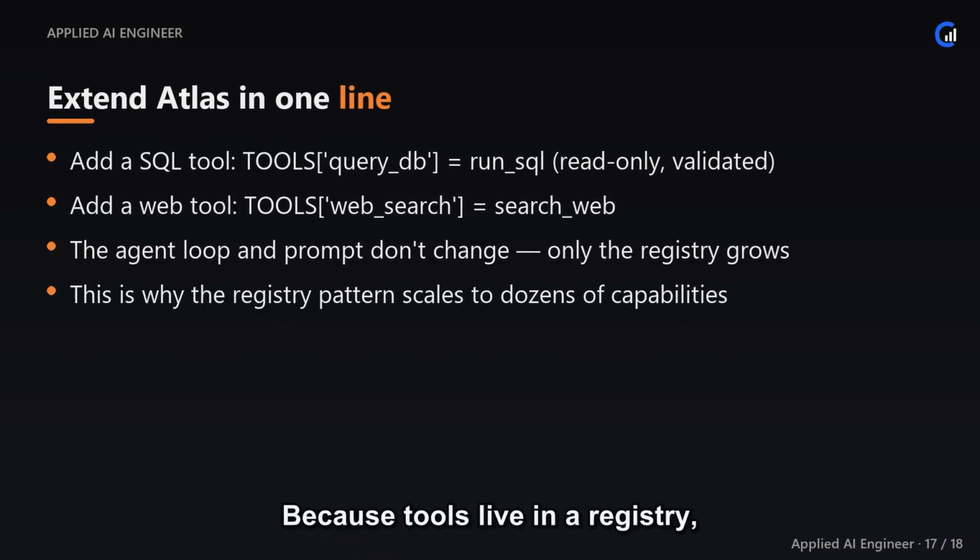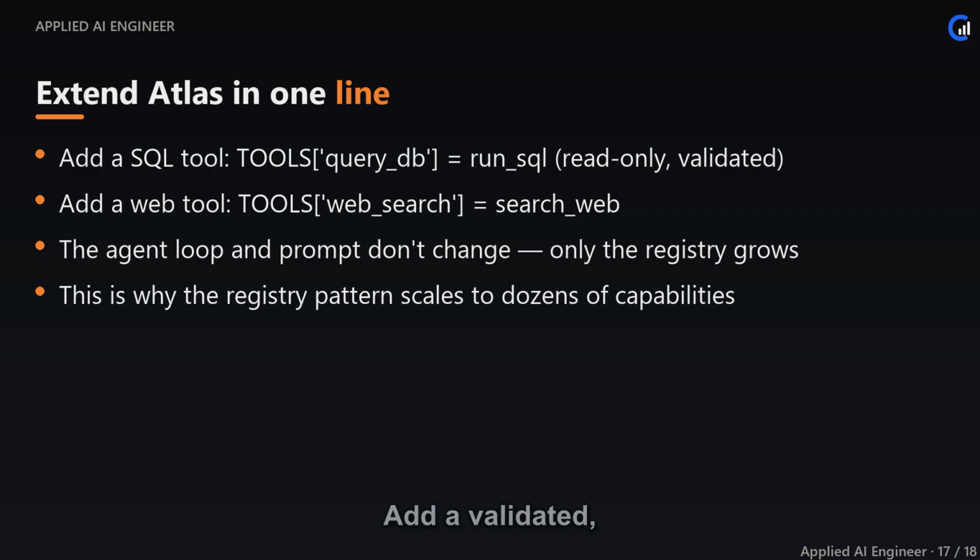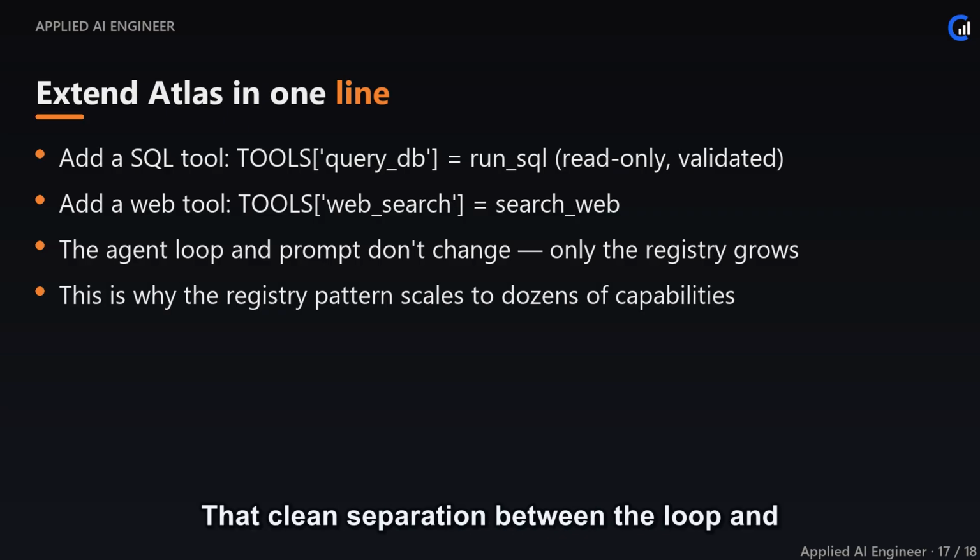Because tools live in a registry, growing Atlas is genuinely a one-line affair. Want it to answer from your live database? Add a validated, read-only SQL tool to the dictionary. Want current information? Add a web search tool. The agent loop and the system prompt don't change at all, the model simply sees the new capability and starts using it when it fits. That clean separation between the loop and the tools is what lets a real assistant grow from 2 tools to 20 without the core ever getting more complex.